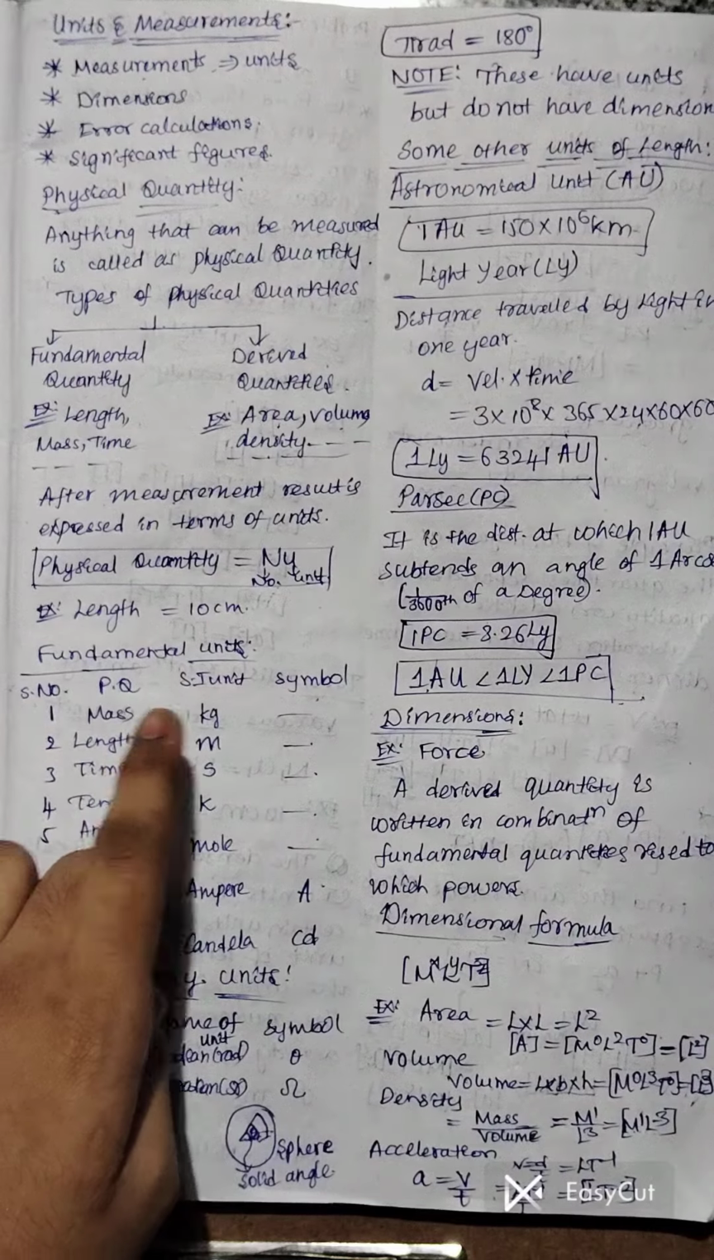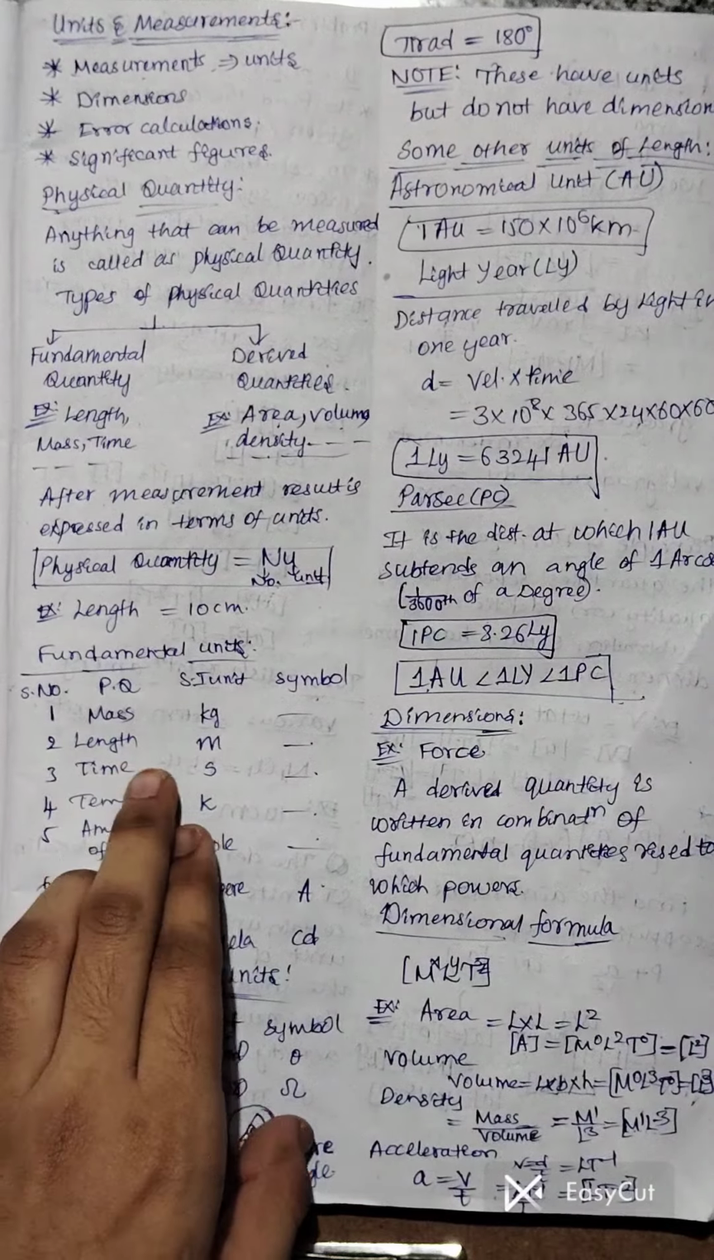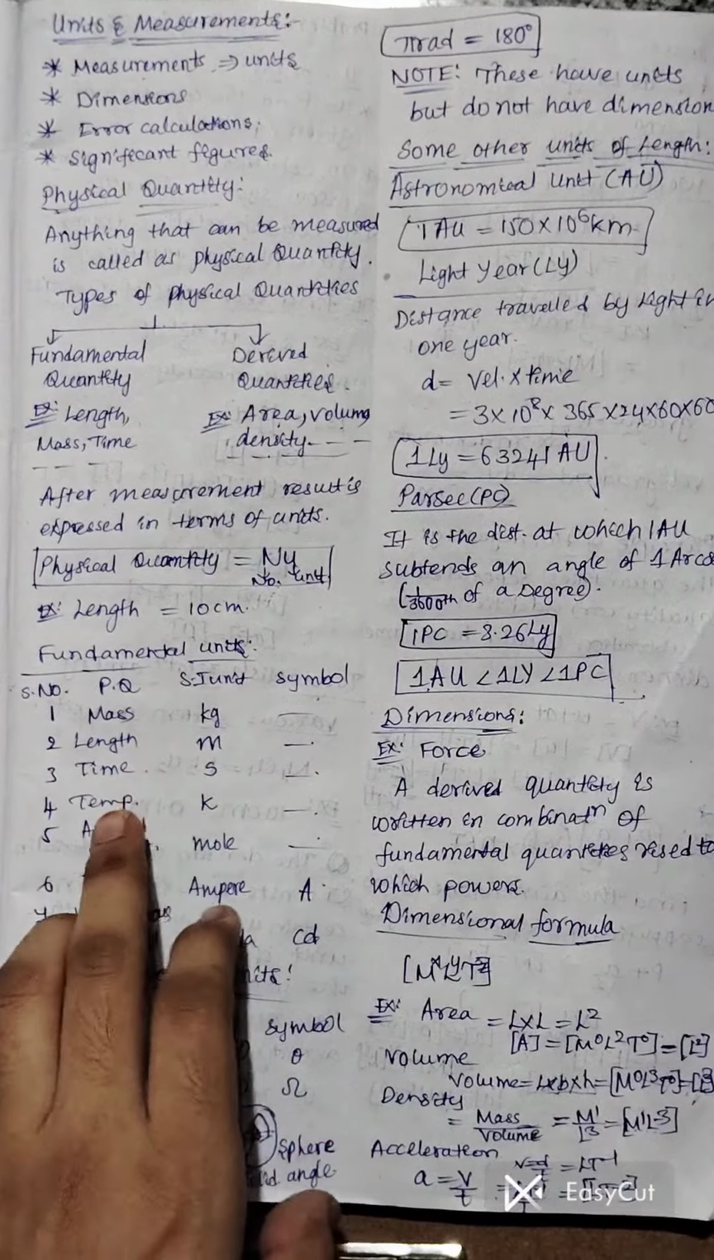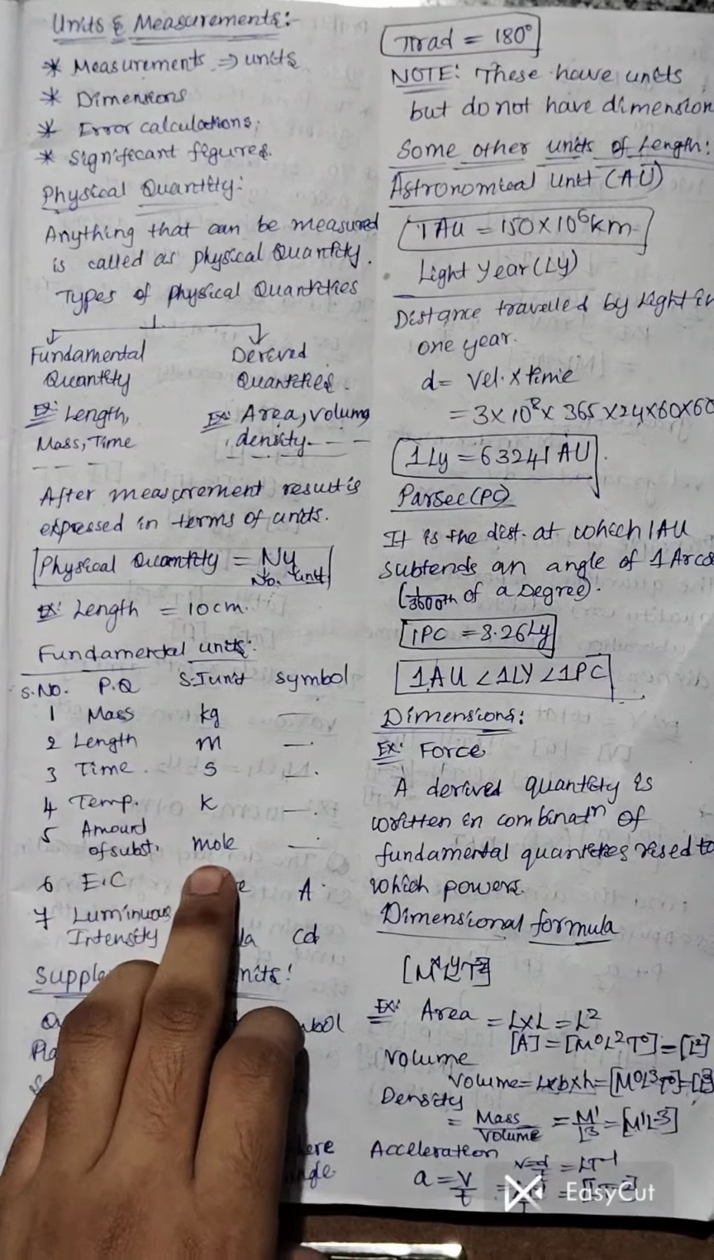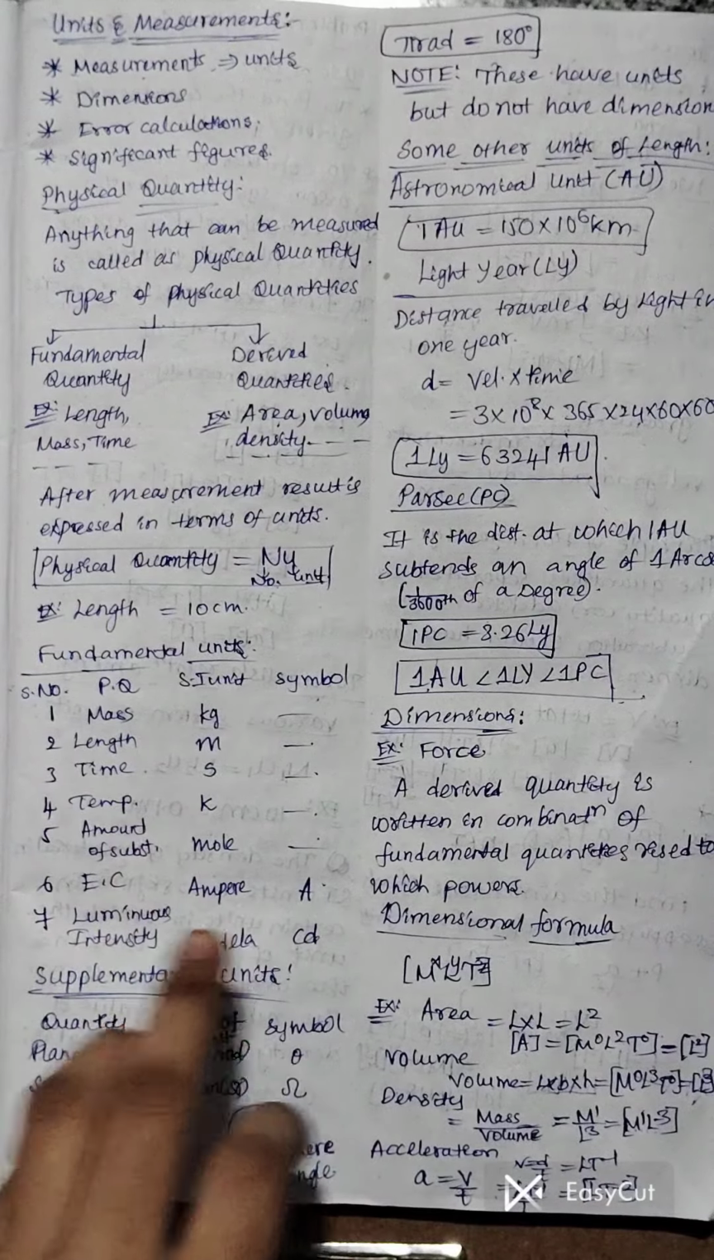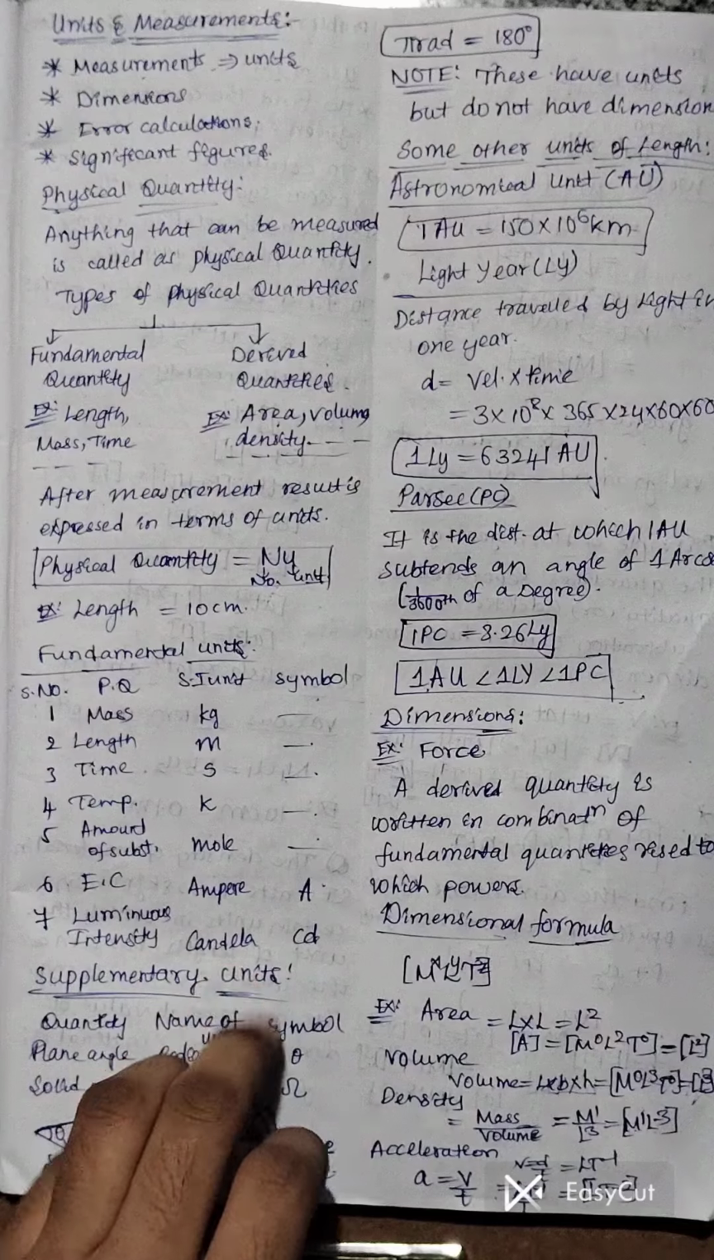The SI unit for mass is kilogram. For length it is meter. For time it is second. For temperature Kelvin. For amount of substance mole. For electric current it is ampere. And for luminous intensity it is candela.